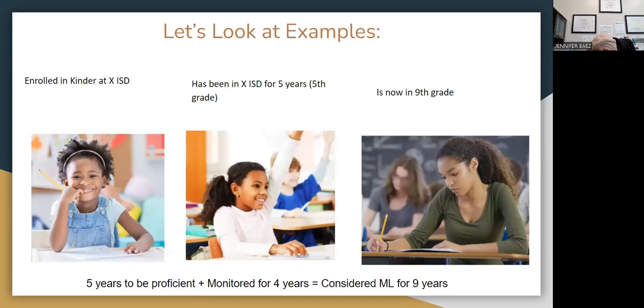Just so you know, every ML student in South Carolina has 5 years to be proficient. Once they complete that and they exit within the 5 years, then we have to monitor them for 4 more years. So that means that they're considered an ML student for 9 years. So you can see our example here. We have a student who enrolled in kindergarten. In 5th grade, she exited the program. And then now when she's in 9th grade, if everything goes well, she was monitored for 4 years and now she's completely out of the program.